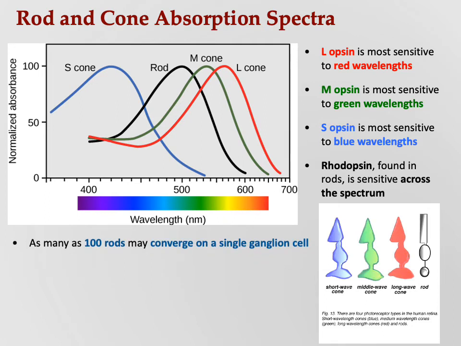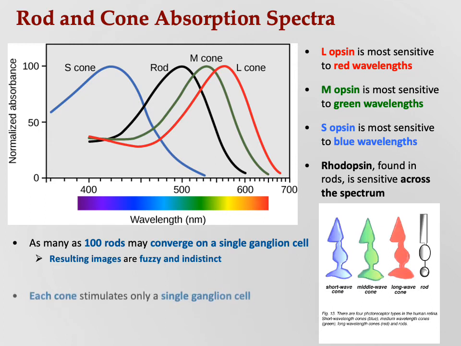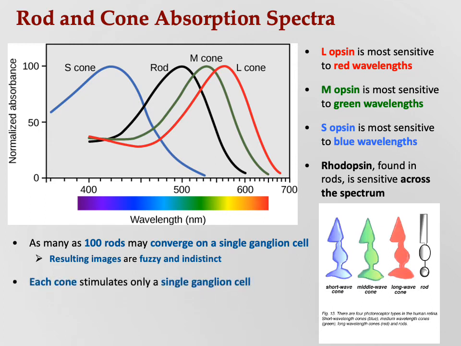So as many as 100 rods may converge on a single ganglion. That's why they don't have good crisp vision. Whereas each cone stimulates only a single ganglion cell. So there you go, acuity. Rods do not have great acuity. Cones have fantastic acuity. Combining information from all three types of cones produces clear, crisp color vision.